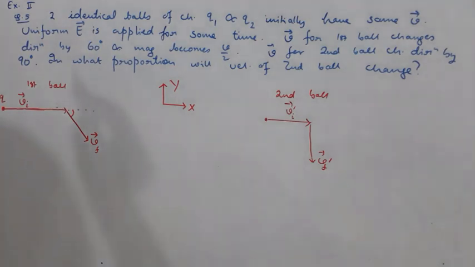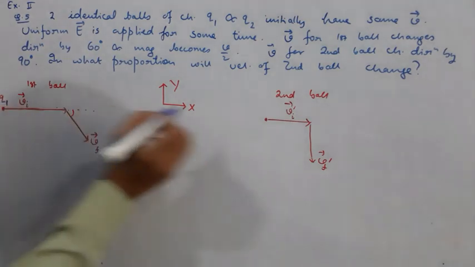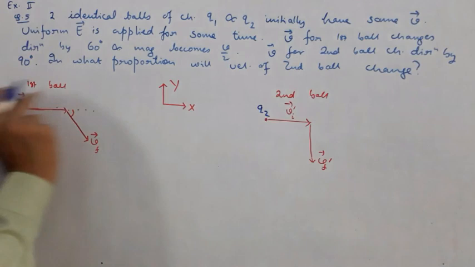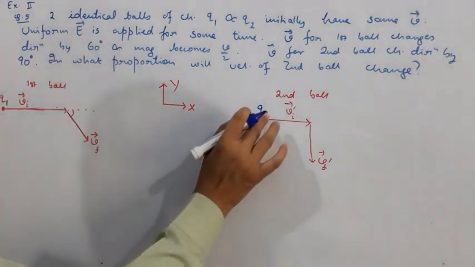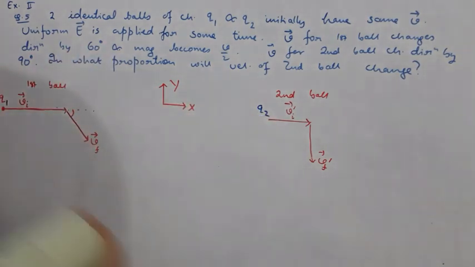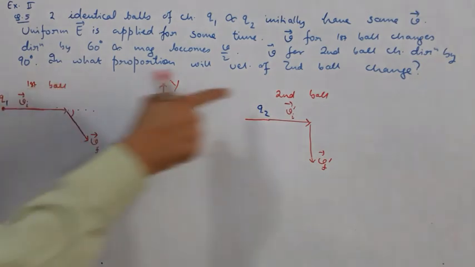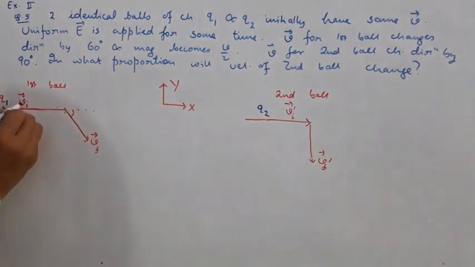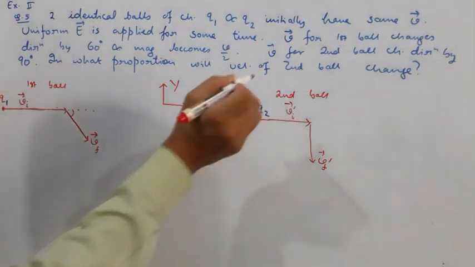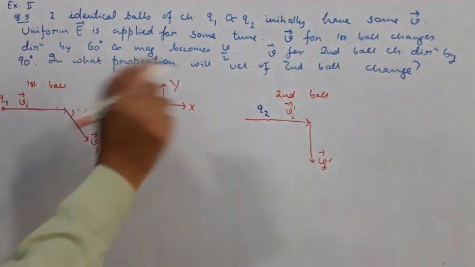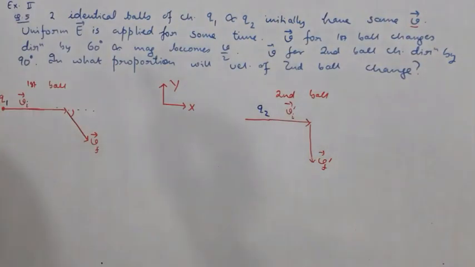Initially they have the same velocity. So this is Q1, this is Q2. Their initial velocity is the same. I should draw arrows of the same length. This is for the first ball, this is for the second ball. Here I have written Vi vector, here I have written Vi dash vector, but they are the same. Their velocity I will write as V vector. Both in magnitude and direction they have the same velocity.